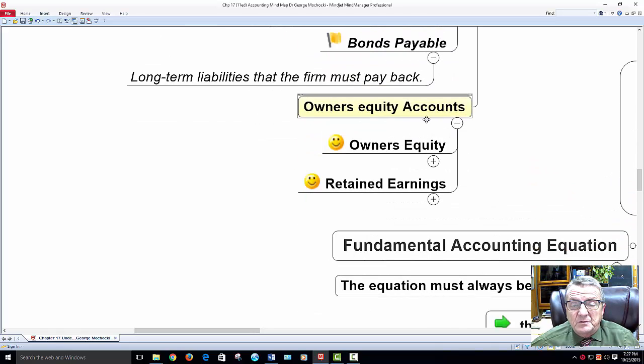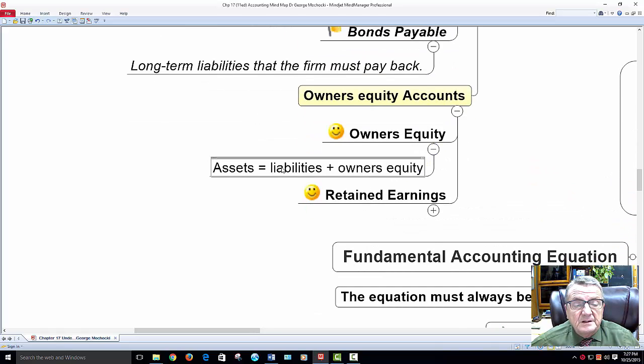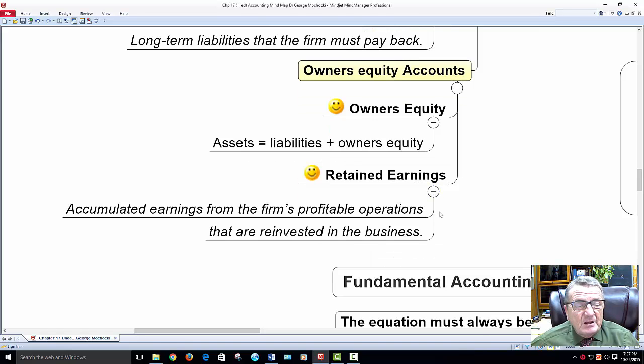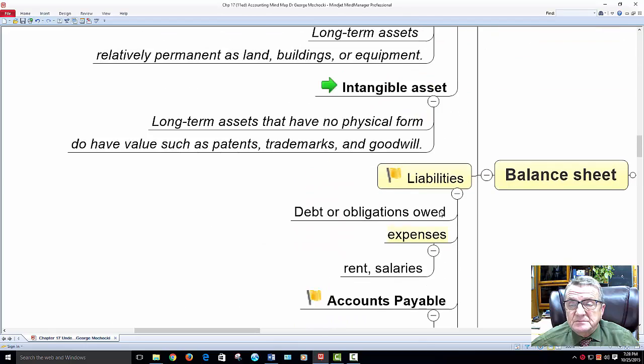And then that gives me my owner's equity. Assets equals liabilities plus owner's equity. Then there are retained earnings: accumulated earnings from a firm's profitable operations that are reinvested in the business.